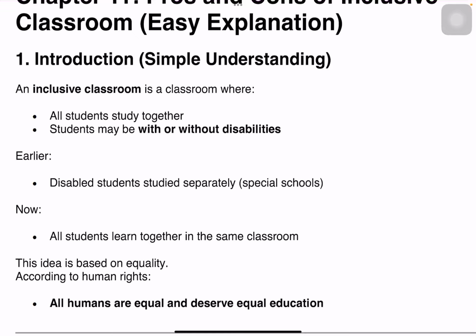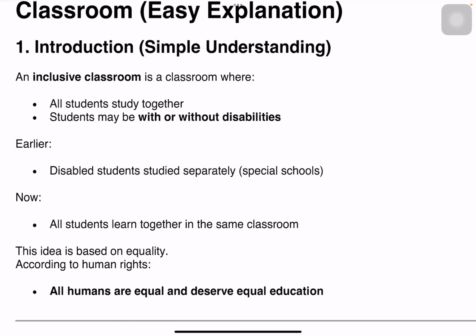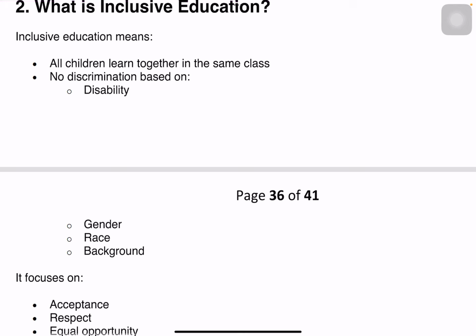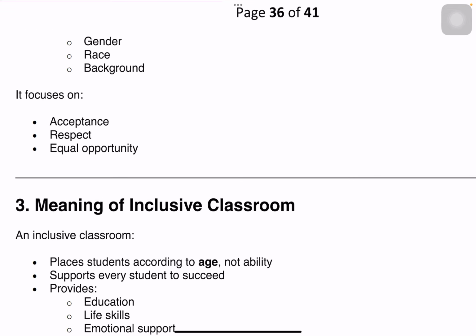This idea is based on equality according to human rights. All humans are equal and diverse, and deserve equal education. What is inclusive education? Inclusive education means all children learn together in the same classroom, with no discrimination based on disability, gender, race, background. It focuses on acceptance, respect, equal opportunity.